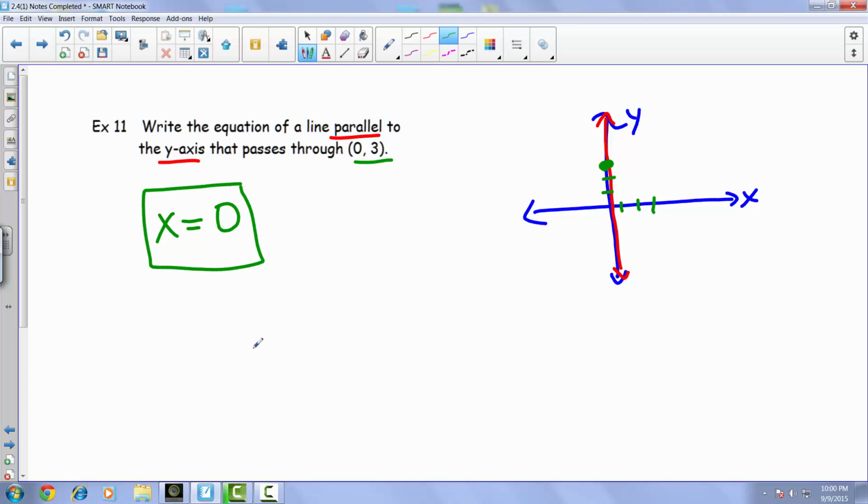This in standard form is the exact same thing as saying x equals 0, where our coefficient for x, if it's not written, it's assumed it's 1. There still technically is a y here, just the coefficient for y happens to be 0. Thus, anything times 0 is pretty much gone. So it still follows that standard form. Again though, that is example 11 from our 2.4 number 1 set of notes.